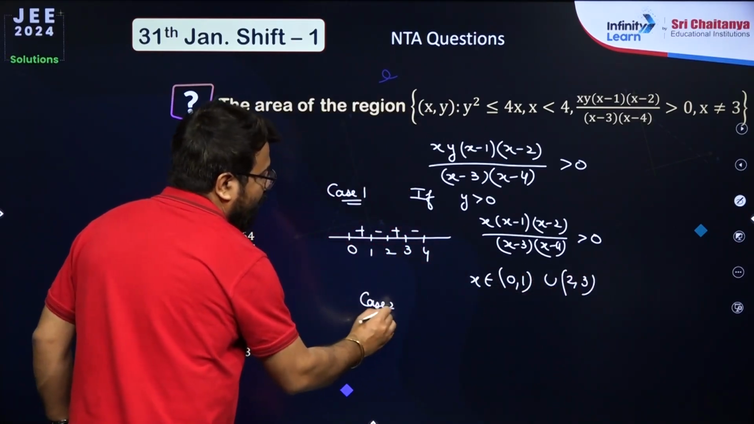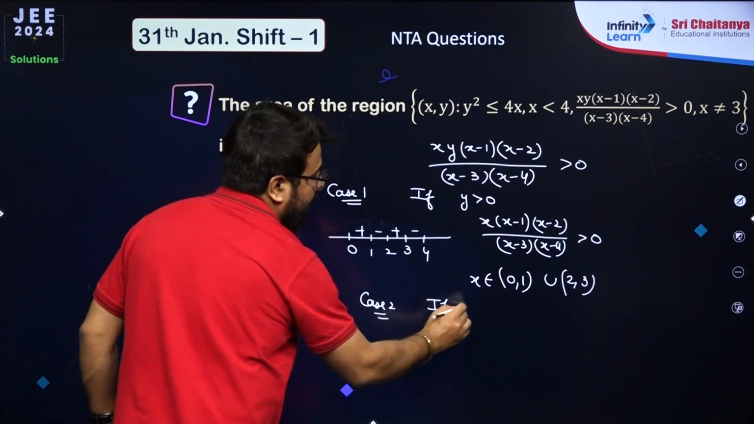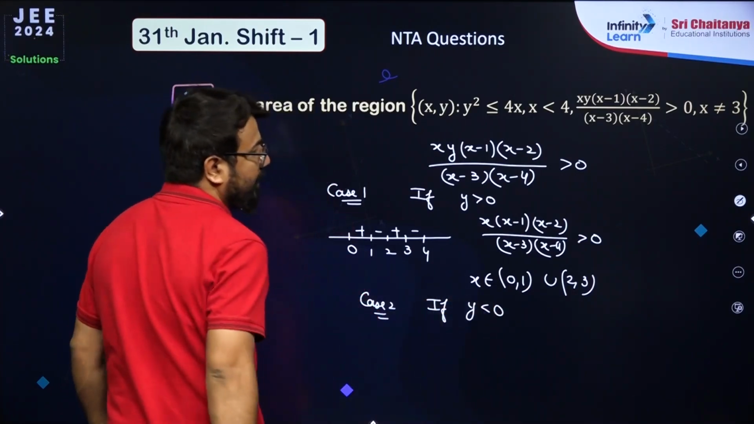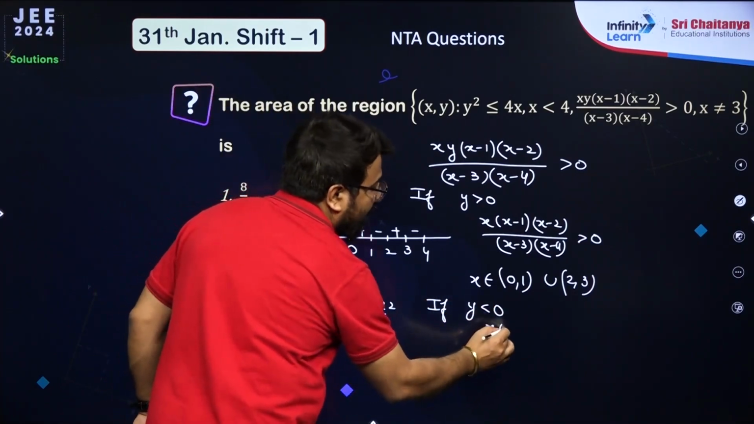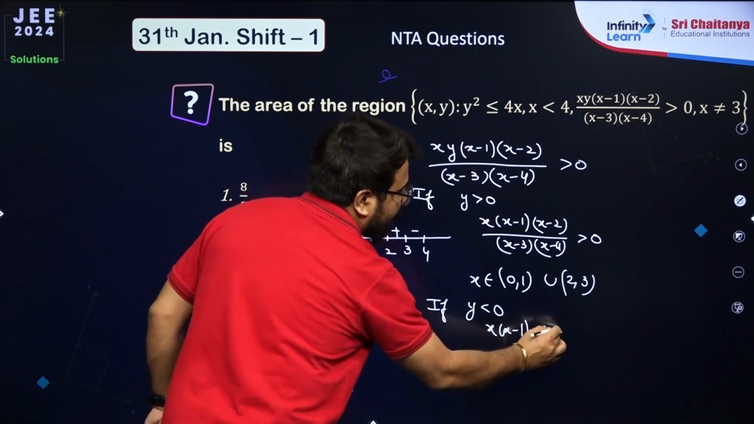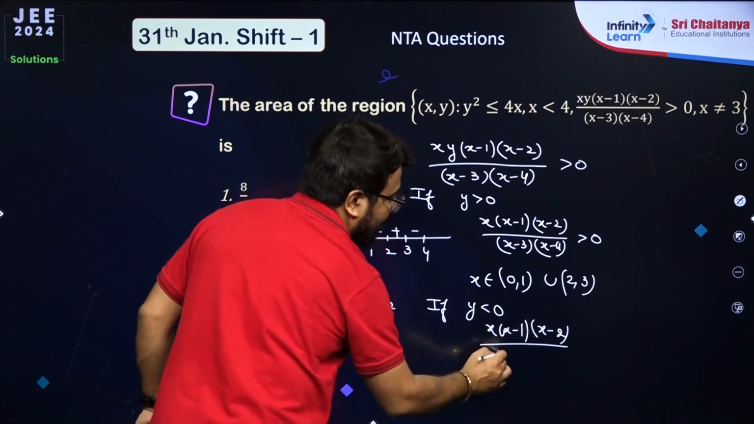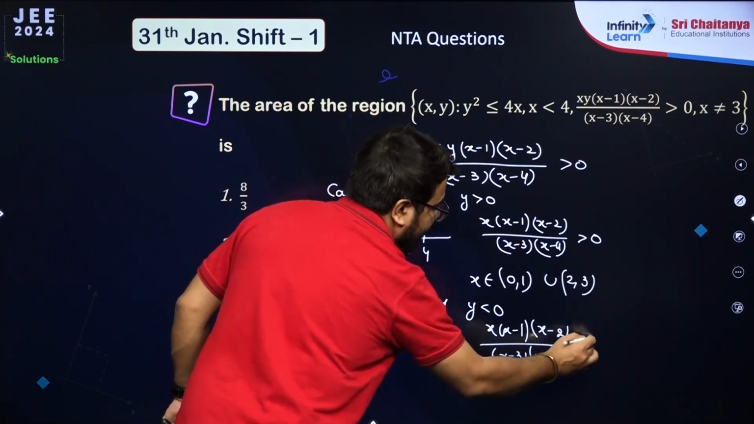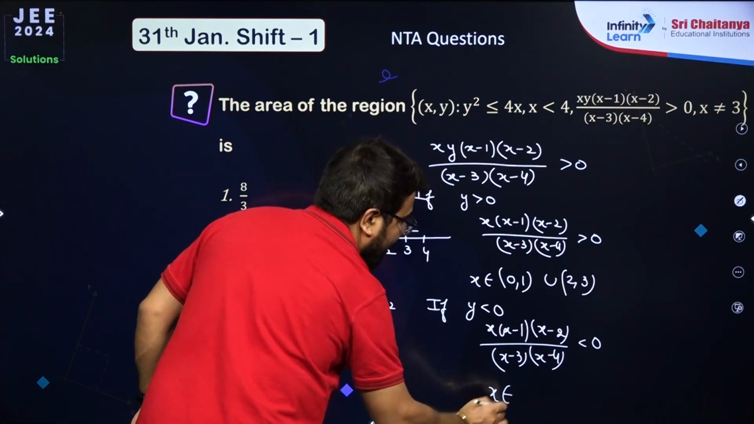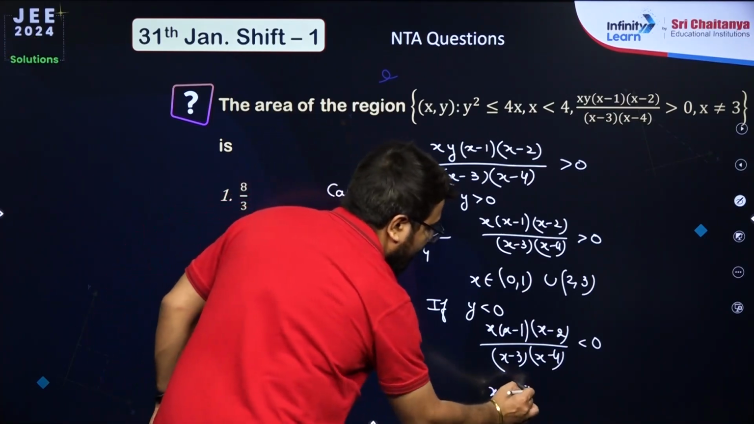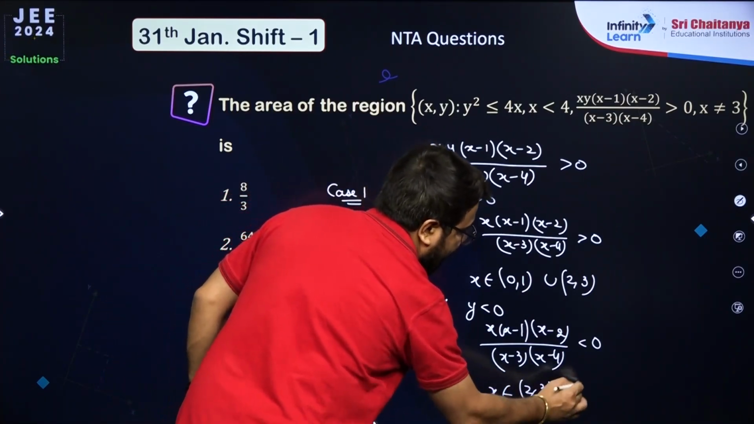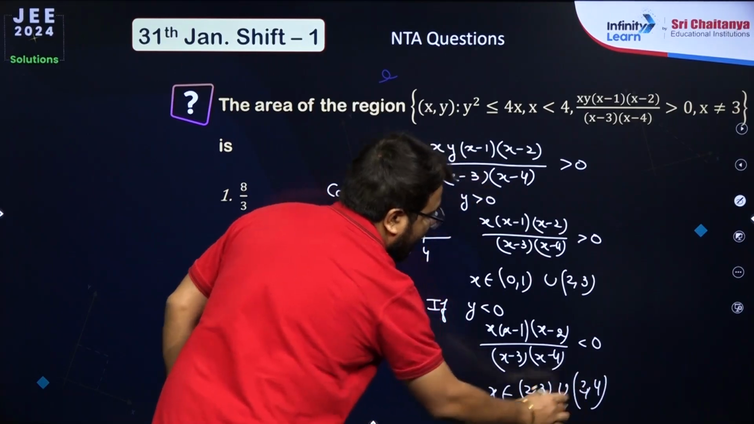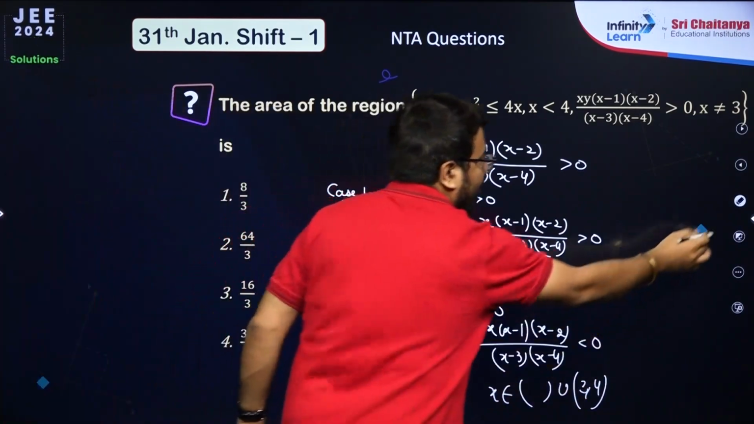And case 2 is if y is negative, then this expression should also be negative. Do you know the reason why? Because negative into negative will make that positive. And if I'm writing this expression as negative, the remaining intervals would come. X belongs to 1 to 2 and 3 to 4, because in these intervals they have the negative value.